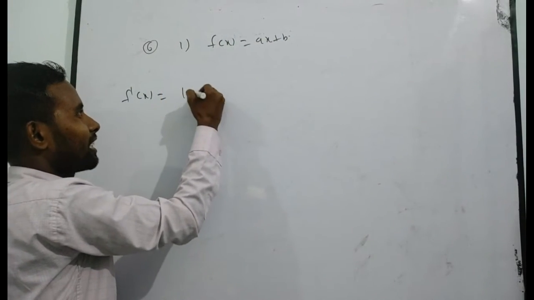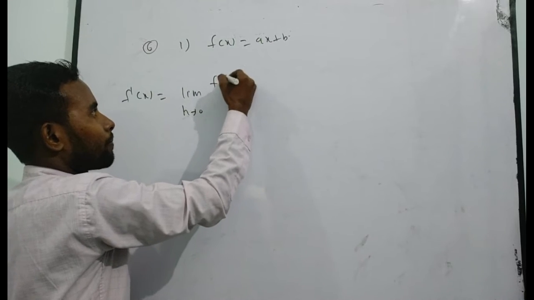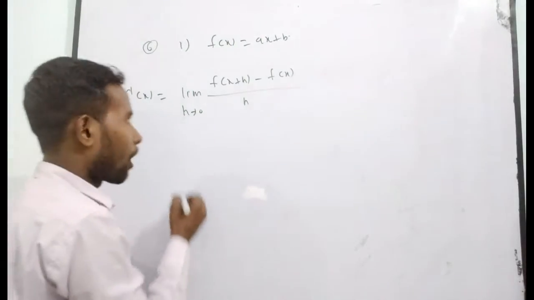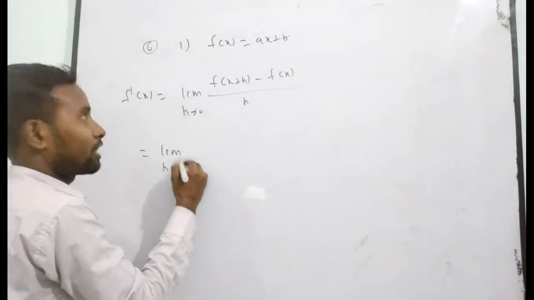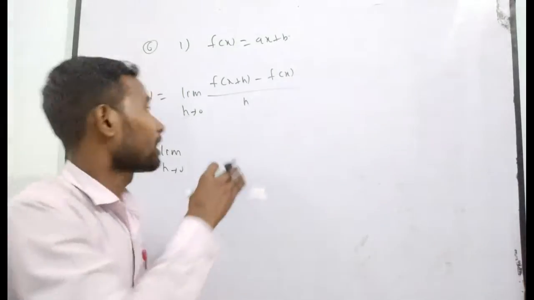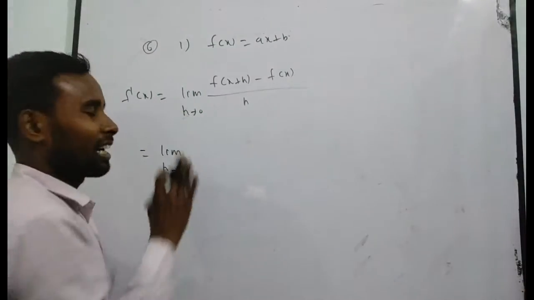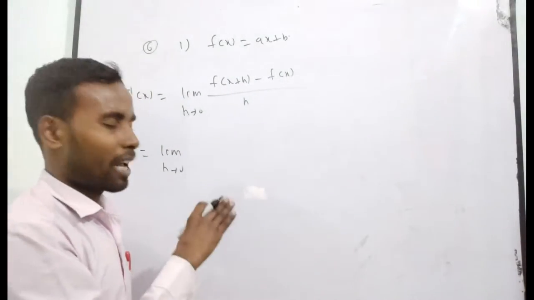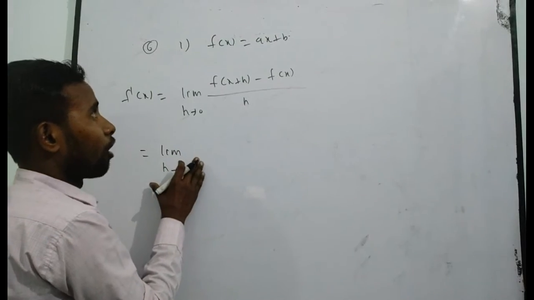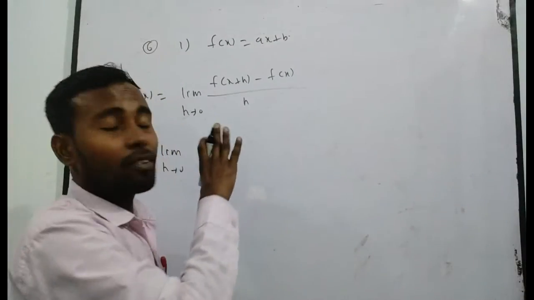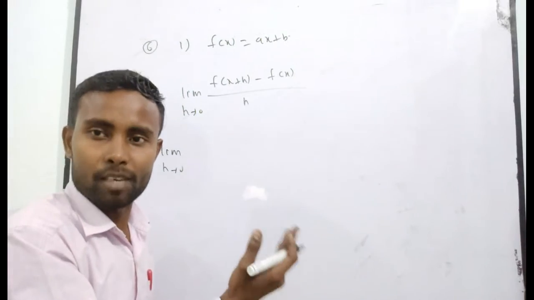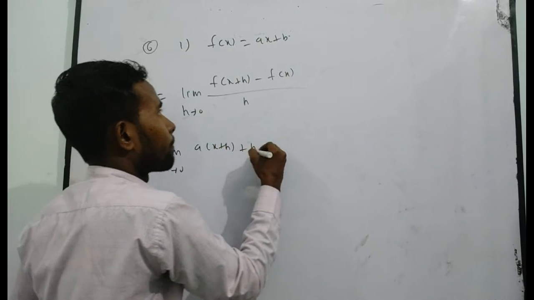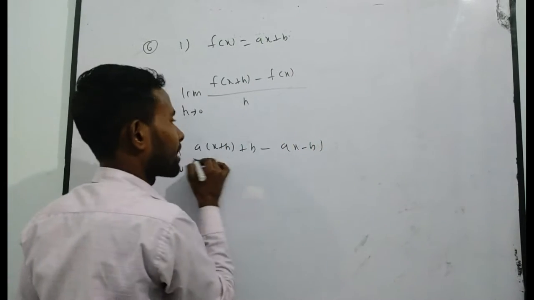In that case, can you write its derivative will be limit h tends to 0 of f(x plus h) minus f(x), divided by h. As there is no value mentioned at a particular point, I have taken an arbitrary value x. It is also given that it is a function of x. Or in other words, you can say it is a general form of the derivative of f(x) equal to ax plus b. So it will be f(x plus h), which is a times (x plus h) plus b, minus f(x), that is ax plus b, divided by h.